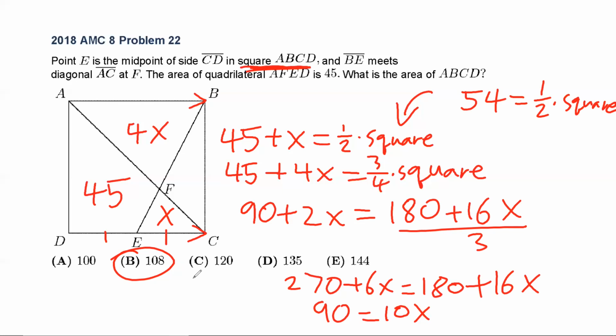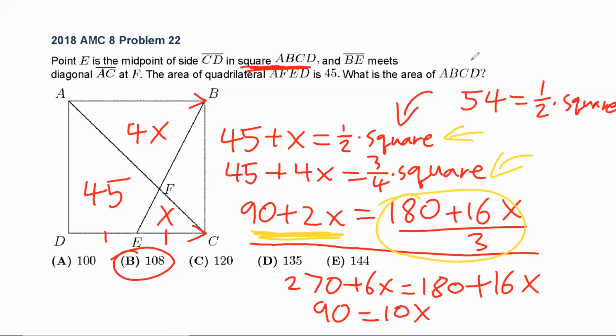Okay, so basically what I did in this equation here is I set square equal to itself. So in the first equation over here, I multiplied both sides by 2 to get 90 plus 2x equals square. So that's where this side comes from. And in the second equation, I multiplied both sides by 4 over 3 to get this. Okay, so let's move on.